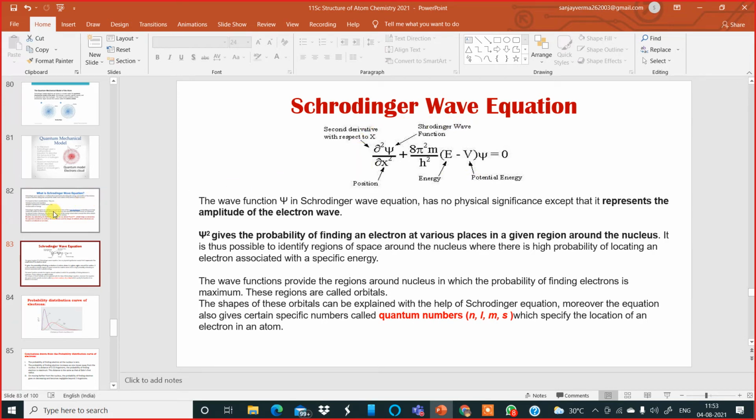Okay, so coming back to the previous slide over here, in the Schrodinger wave equation you see del square psi by del x square plus 8 pi square m by h square (E minus V) psi is equal to 0. This V is potential energy, this E is energy, this x is position, this psi is the Schrodinger wave function. This del square is the second derivative with respect to x, because in mathematics you're learning derivatives.